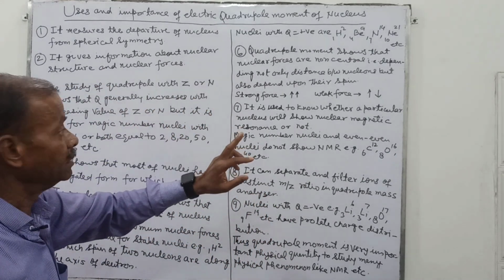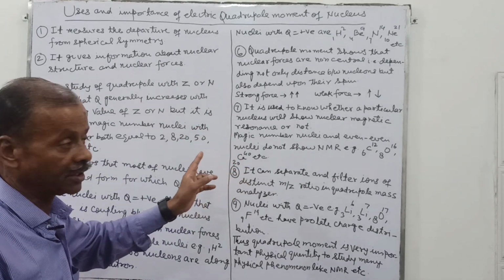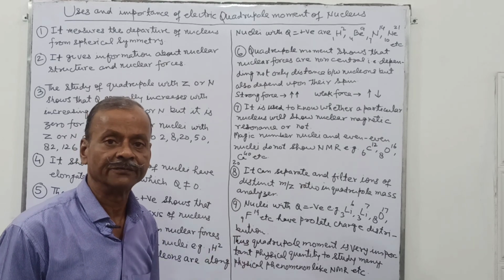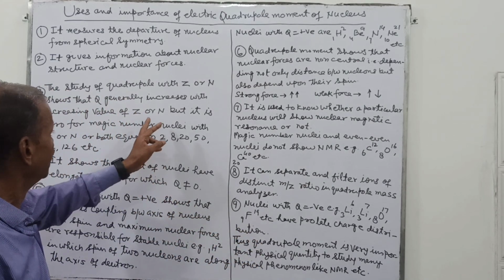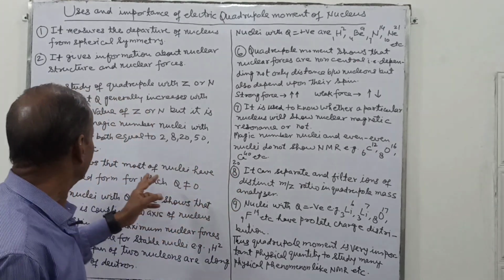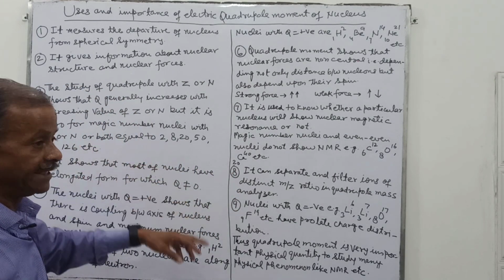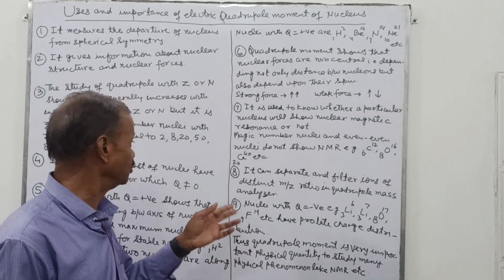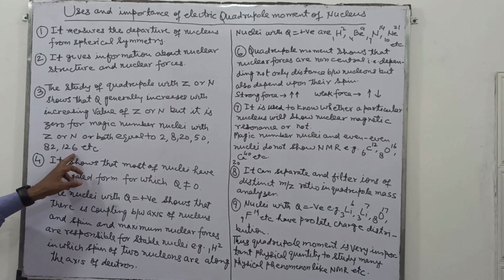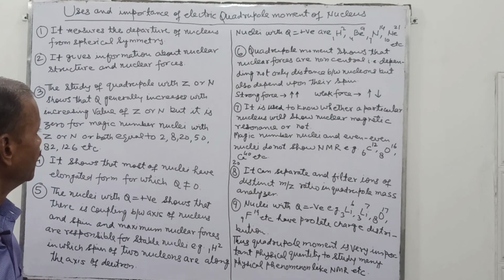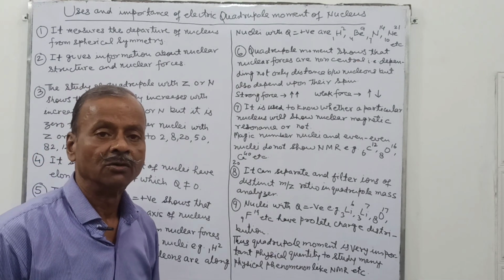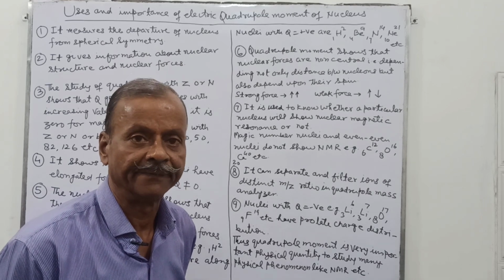The study of nuclear quadrupole moment with Z or N shows that Q generally increases with the increasing number of Z or N, but it is 0 for magic number nuclei, in which Z or N or both are equal to 2, 8, 20, 50, 82, 126, etc. It means that the quadrupole moment is 0 for the magic number nuclei.